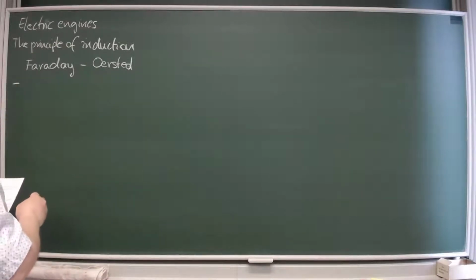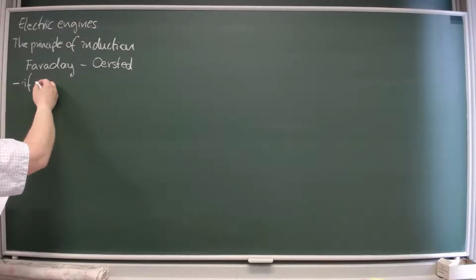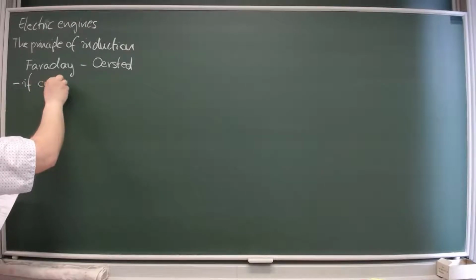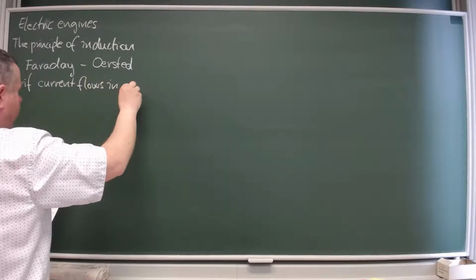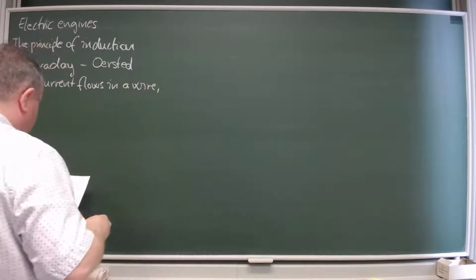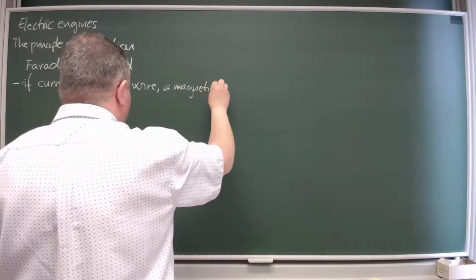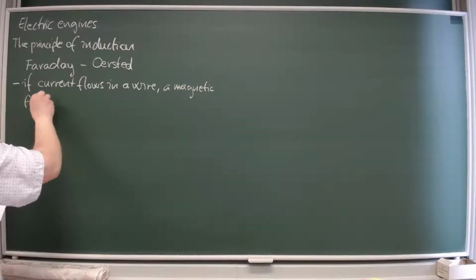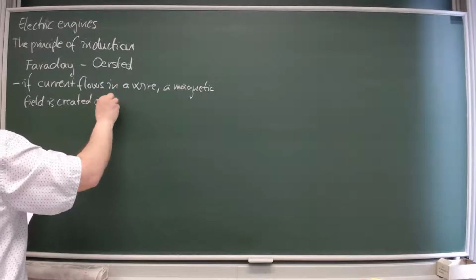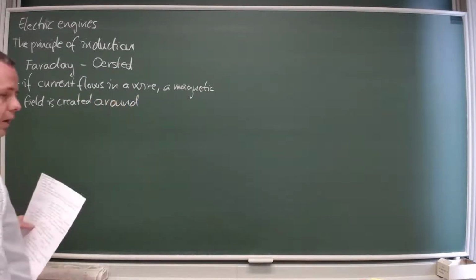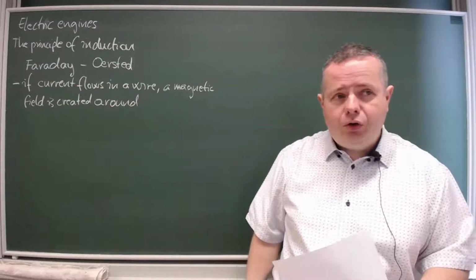And we can say that if current flows in a wire, a magnetic field is created around, and this magnetic field is more or less proportional with the current inside, also with variation, whatever.